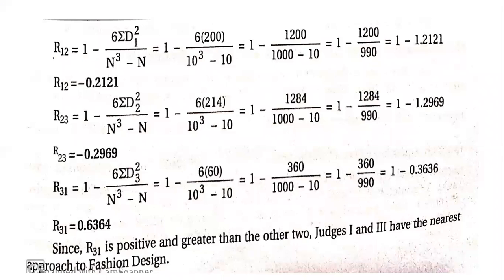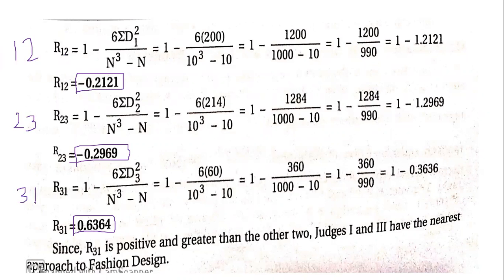Now we will consider all those sigma D square numbers and find the value of R, that is the rank correlation. The formula remains the same for all of them, but we should be careful with the numbers. Firstly R12, judge 1 and 2, then judge 2 and 3, and then judge 3 and judge 1. Once you calculate using the formula, the results will be these values.